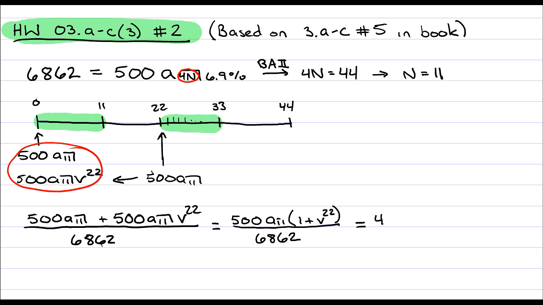Probably in this case I would use the TI calculator. And what I end up with is 67.56%. So the first and third set of payments constitute roughly 67.56% of the overall present value of all 44 payments total.